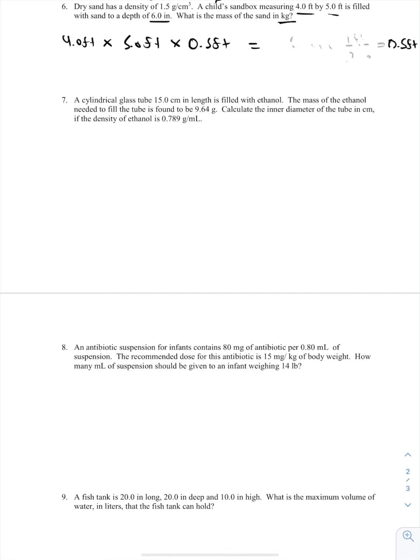So when I multiply these three things now, I'm going to be left with the volume, because my units are in feet cubed. Anything to the third power in length is going to give you a volume. Just remember that. So 4.0 times 5.0 times 0.5 gives me 10 feet cubed. So my sandbox has a volume of 10 feet cubed. Now that we have the volume and we have the density, we can multiply the two to find the mass.